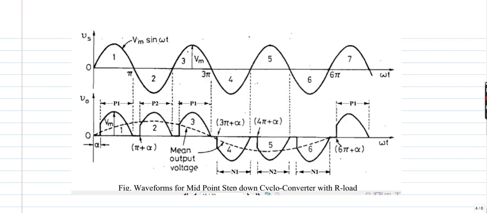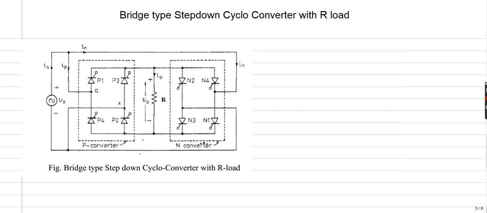For better visibility, these are the textbook waveforms you can go through. These are available in your notes. Now, bridge type cyclo converter with resistive load. Here also you just need to understand the configuration of your dual converter.